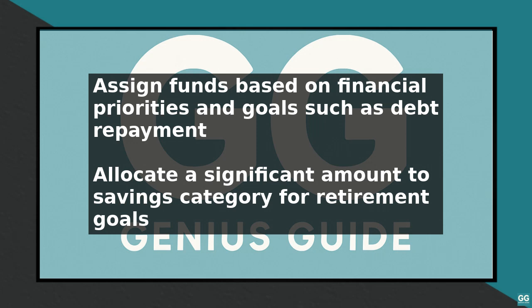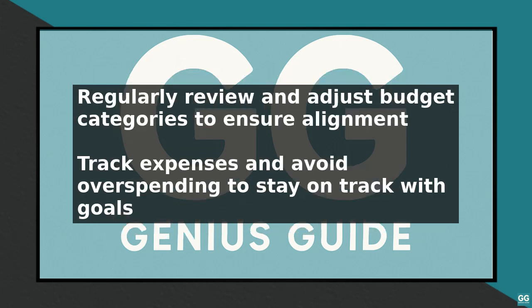It is essential to regularly review and adjust your budget categories to ensure they align with your changing financial situation. As your income or expenses change, you may need to reassign funds from one category to another. This could be due to an increase in income, which would allow you to allocate more funds towards savings or debt repayment, or a decrease in income, which may require you to reduce spending in non-essential categories.